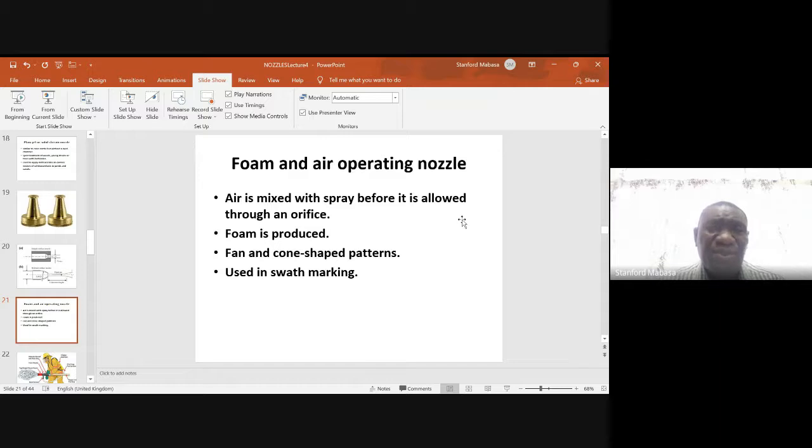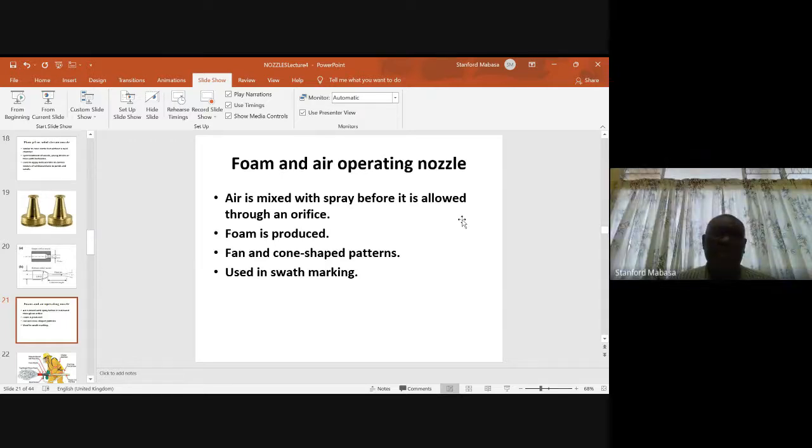We also have what is known as the foam and air operating nozzle. Now, this kind of nozzle will mix air and the liquid, and it is forced through an orifice. This creates a foam. We can have a fan and cone-shaped patterns. This can be used to mark swath or for just marking.